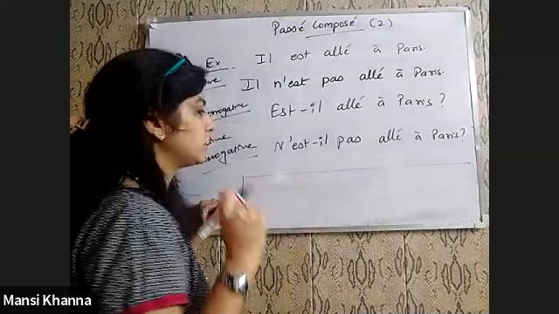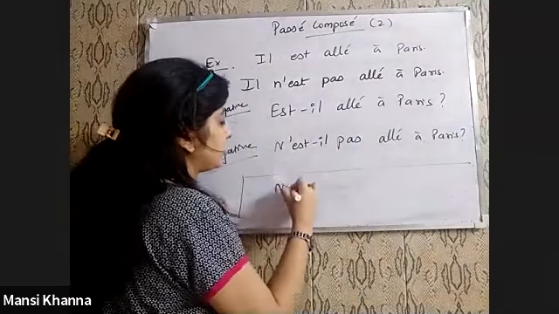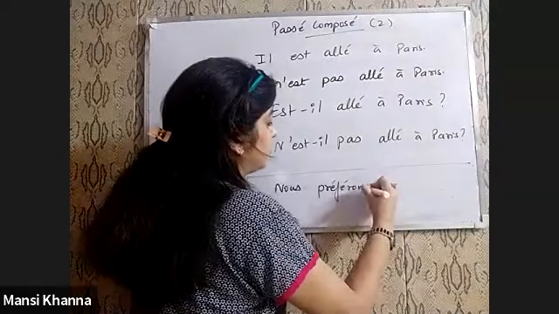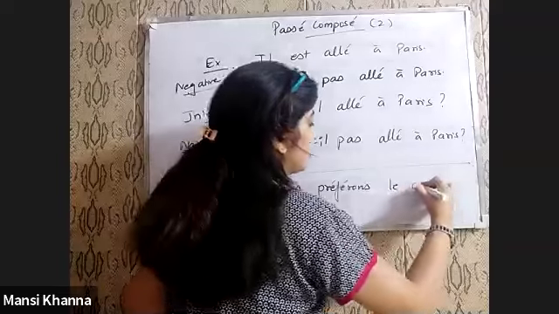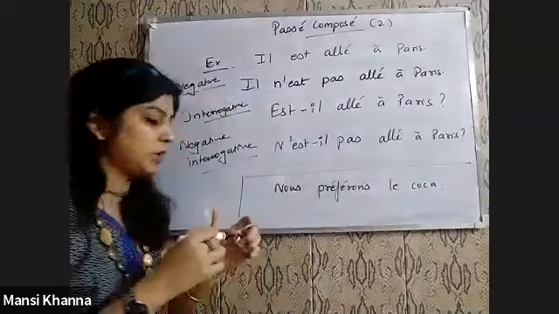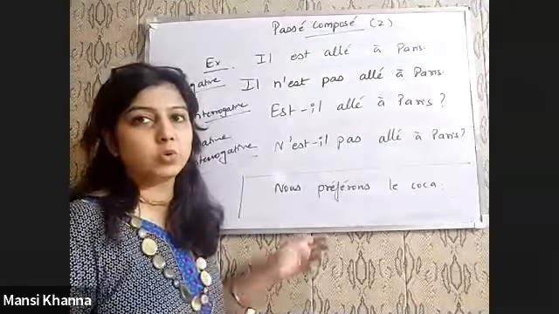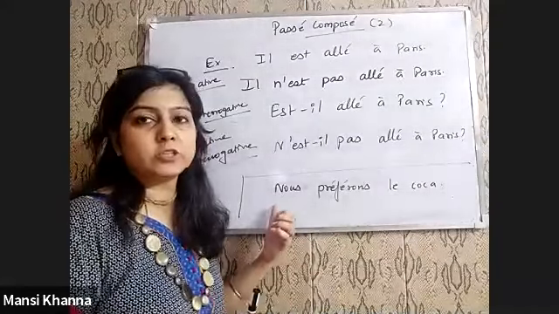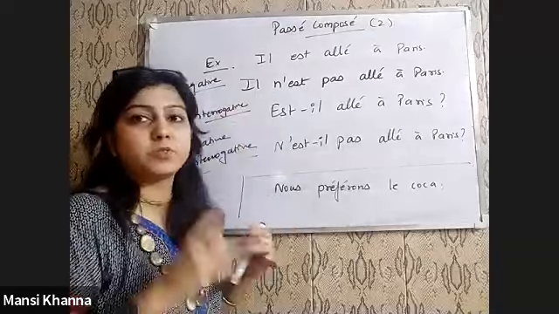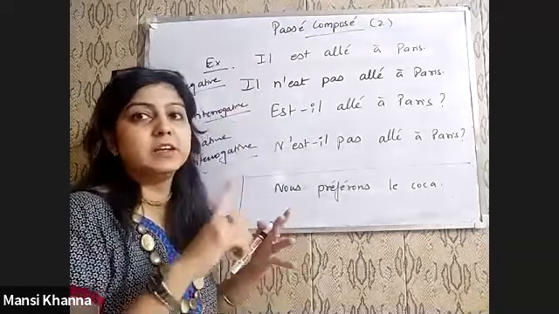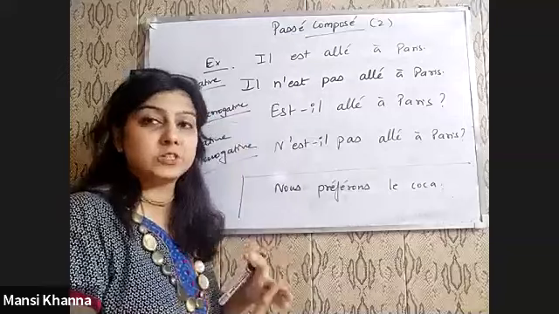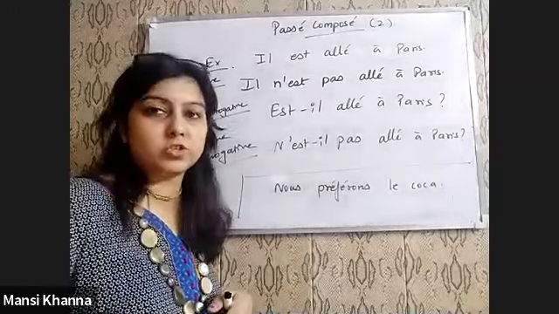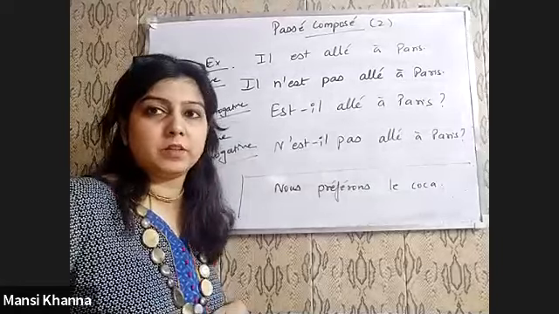I don't want to confuse you. Let me put move. We prefer Coca-Cola. Now this is the example that you're going to do in all the four forms. First you will put it into passé composé, then into negative, then into interrogative, and then into negative interrogative. This is what I want you to do right now.